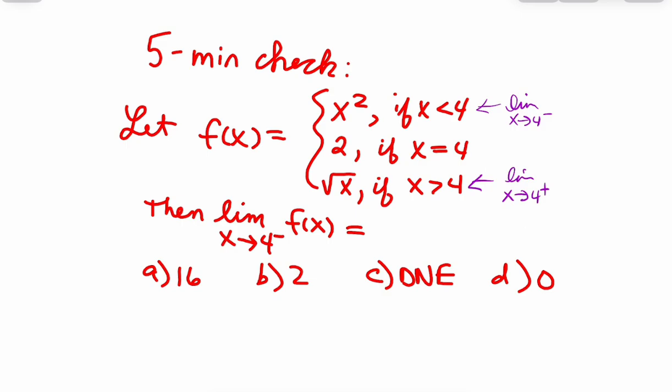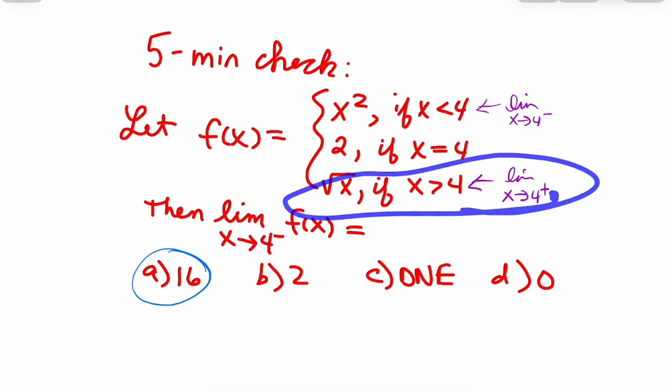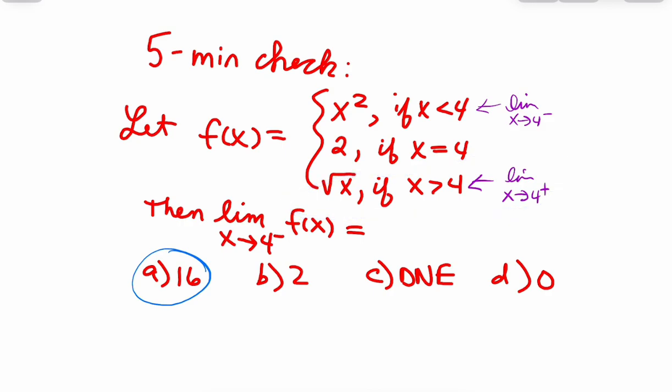So if the question asked you, what is the limit as we approach 4 from the left? We would have to use the quadratic. So it's just 4 squared or 16. So the answer there is 16. If they wanted to know what the limit was from the right, we would use this function, and it would end at just before a height of 2, right? The square root of 4 is 2.